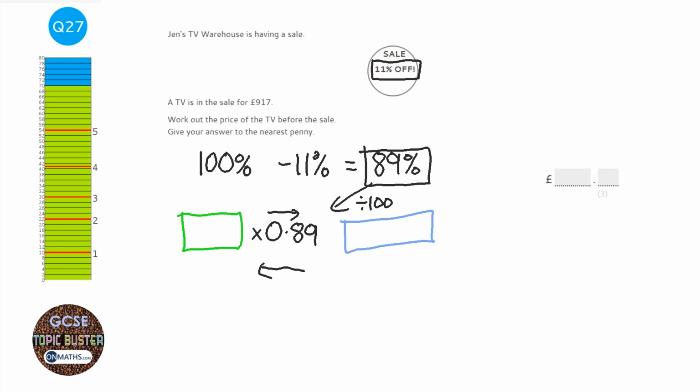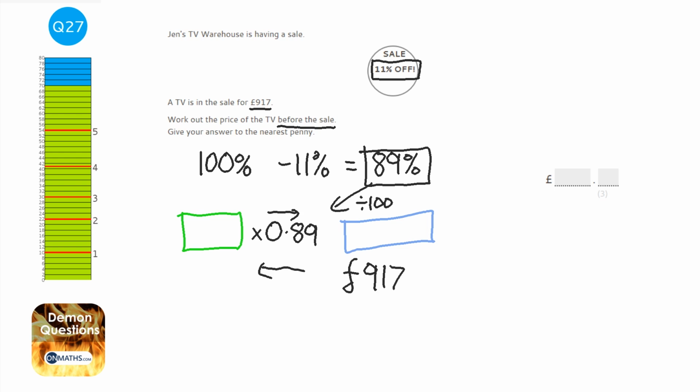So if you have a look at the question, it says the sale price is 917, work out the price of the TV before the sale. So the end price is 917. So instead of timesing it by 0.89, when we're working the other way, we divide it by 0.89. Now I show it this way round because I like to have it in the middle, but we've got to do 917 divided by 0.89. Don't do 0.89 divided by 917, otherwise it won't make sense.